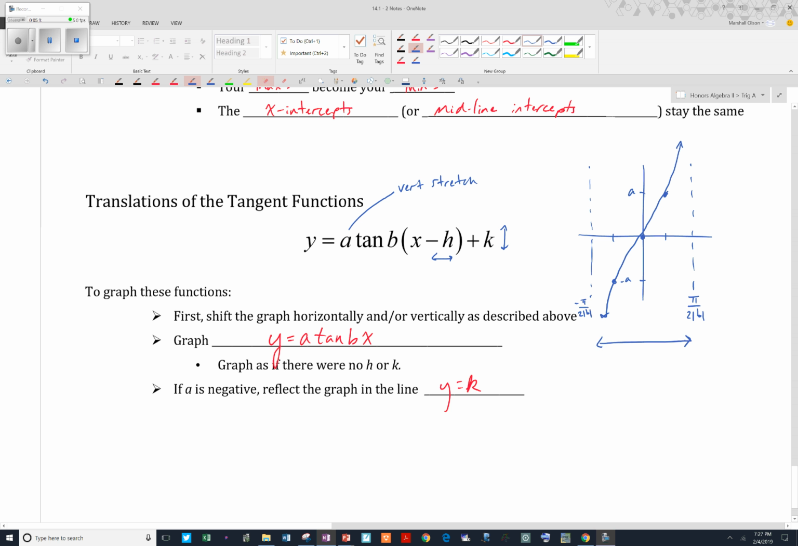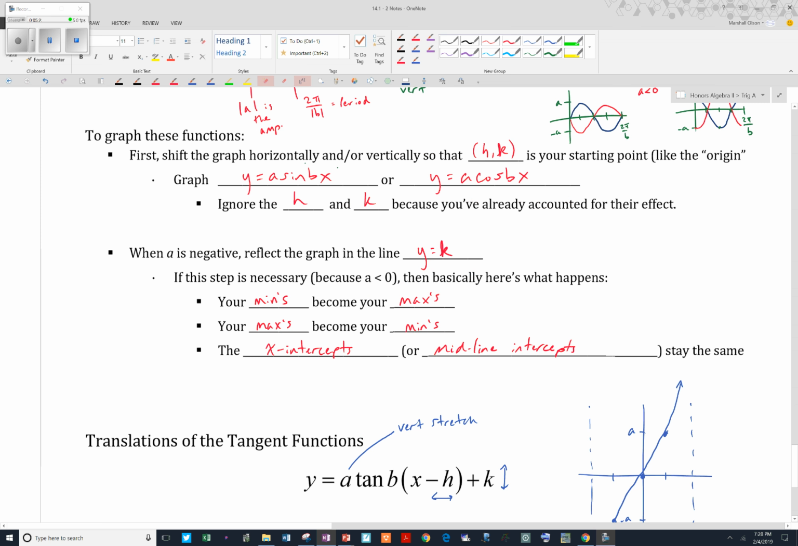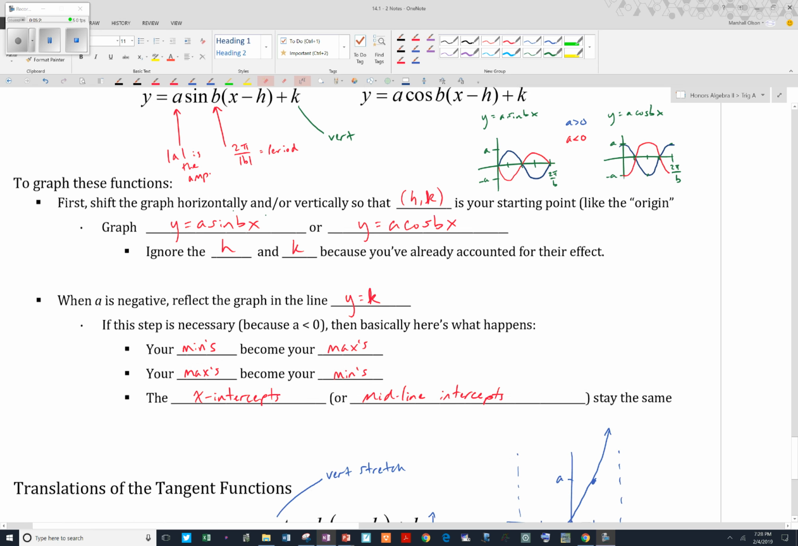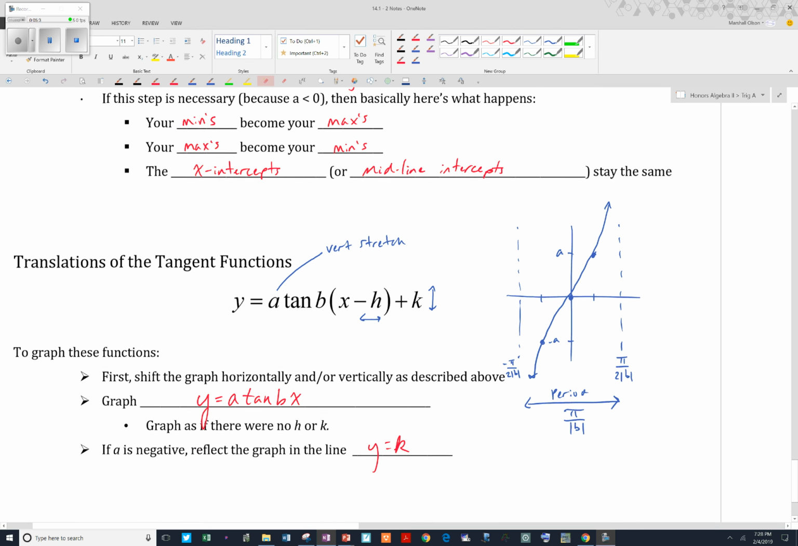The period of the tangent graph is pi. Well, if there's a b value involved, it's pi divided by the absolute value of b. I didn't put that up here, but I guess we kind of did. There's the period of the sine and cosine graphs. So let's take a second now that we have all these notes down and do a few of the examples in the example packet.